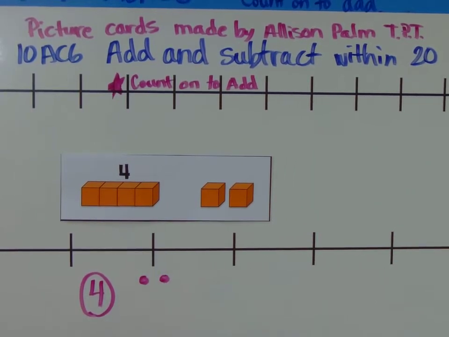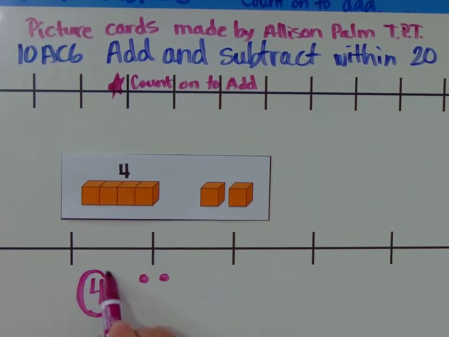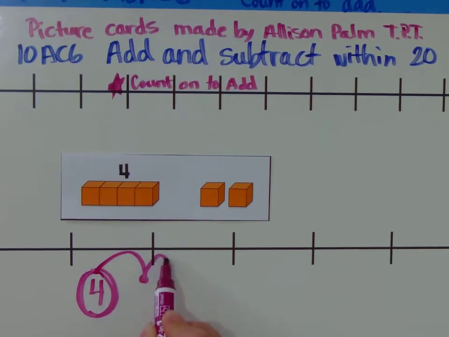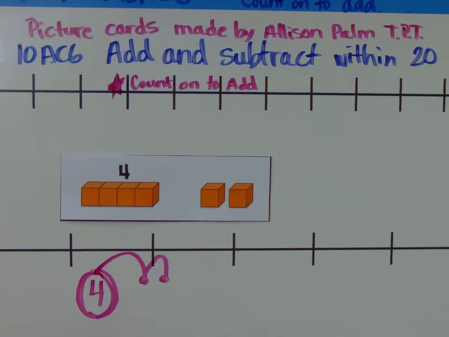So counting on, circle your 4, 5, 6. 4 plus 2 equals 6. 4 is a part, 2 is a part, and the whole is 6. All of it together. A part plus a part equals a whole.